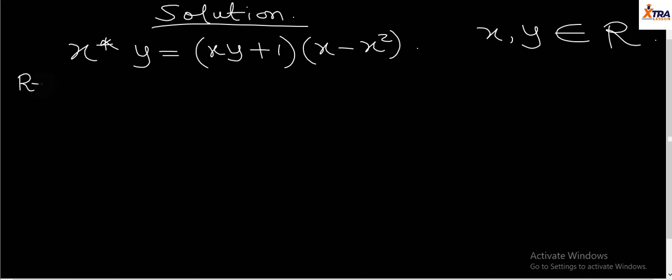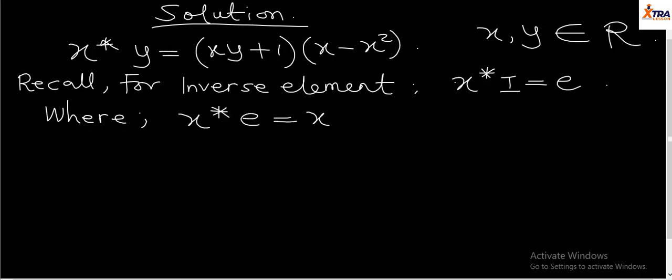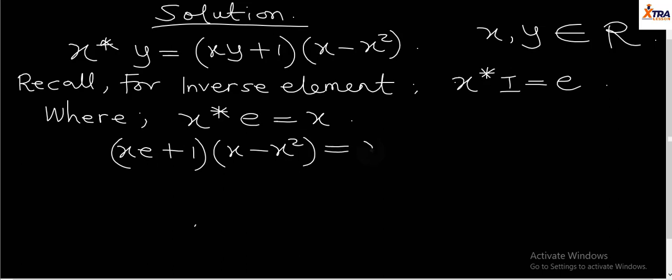Recall for inverse elements, we know that x operation the inverse element always gives us the identity element. In order to get the identity element, we say x operation E gives us x. So from the formula, this is (xE + 1) times x minus x squared, which is then equal to x. I can simplify this in order to get my E, so I can get my identity element.